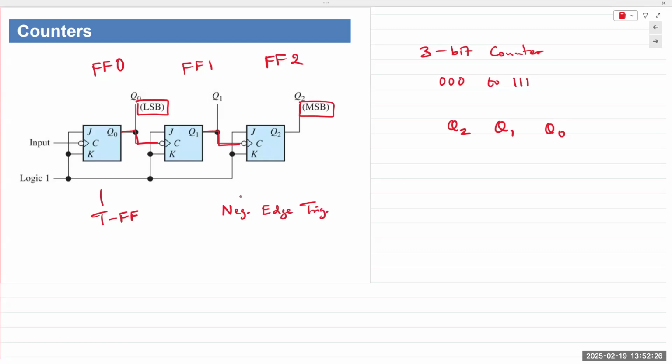So every falling edge, the output of the JK flip-flop will toggle. The J and K terminals are connected to high permanently in this circuit, so it's functioning as a toggle flip-flop. And let's look at the timing diagram. That will make it easier to explain the operation.